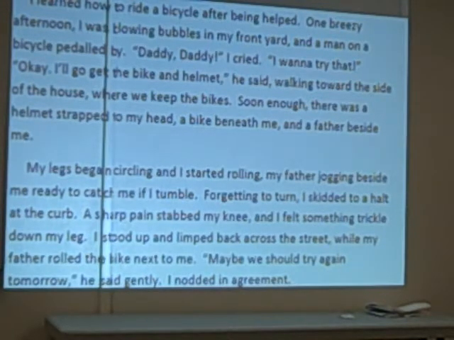I learned how to ride a bicycle after being helped. One breezy afternoon, I was blowing bubbles in my front yard, and a man on a bicycle pedaled by. "Daddy, Daddy," I cried. "I want to try that." "Okay, I'll go get the bike and the helmet," he said, walking toward the side of the house where we keep the bikes. Soon enough, there was a helmet strapped to my head, a bike beneath me, and a father beside me. My legs began circling, and I started rolling, my father jogging beside me, ready to catch me if I tumble. Forgetting to turn, I skidded to a halt at the curb.